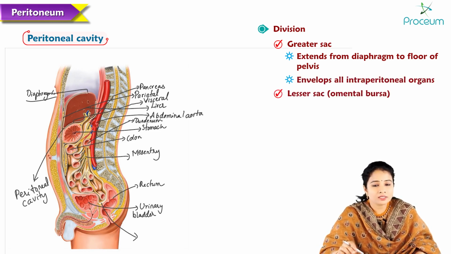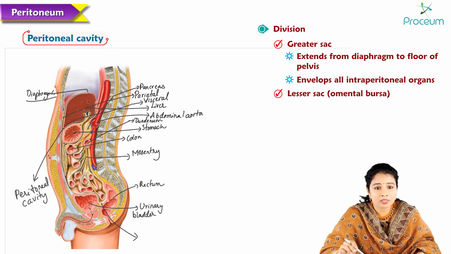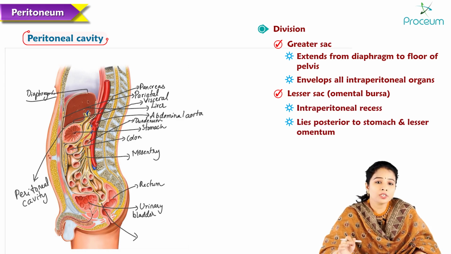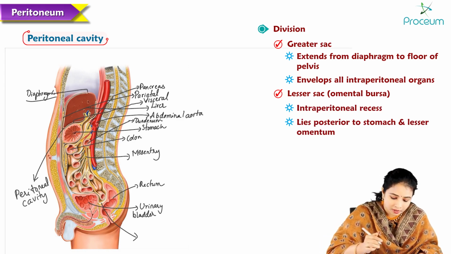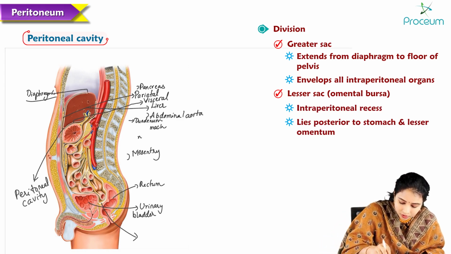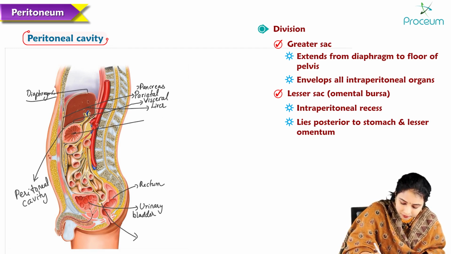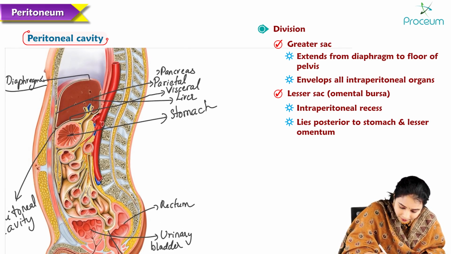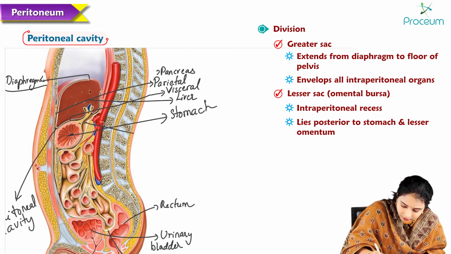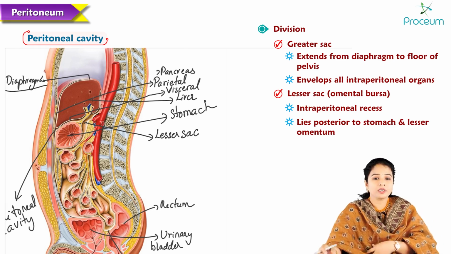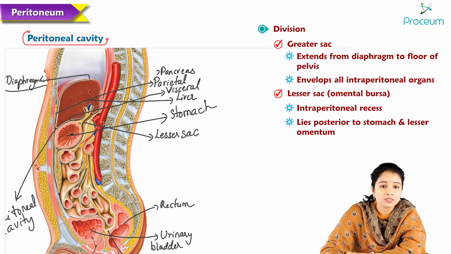Next, regarding the lesser sac, which is otherwise called as omental bursa, which is an intraperitoneal recess that extends posterior to the stomach and lesser omentum. So I have to erase all this to make you all understand. So this is the stomach. So if you trace behind the stomach, this gap is the lesser sac, which forms the posterior relations of the stomach. So lesser sac is otherwise called as omental bursa.